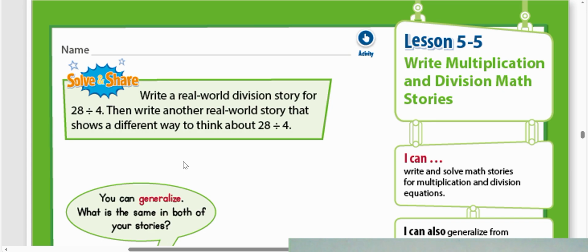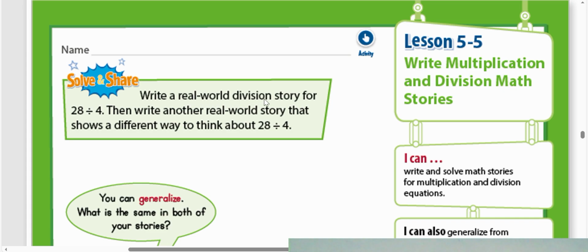Grade 3. Today we'll explain from volume number 1 book, lesson number 5, topic 5. Write multiplication and division math stories. You can write and solve math stories for multiplication and division equations. Analyze this equation, solve and share.